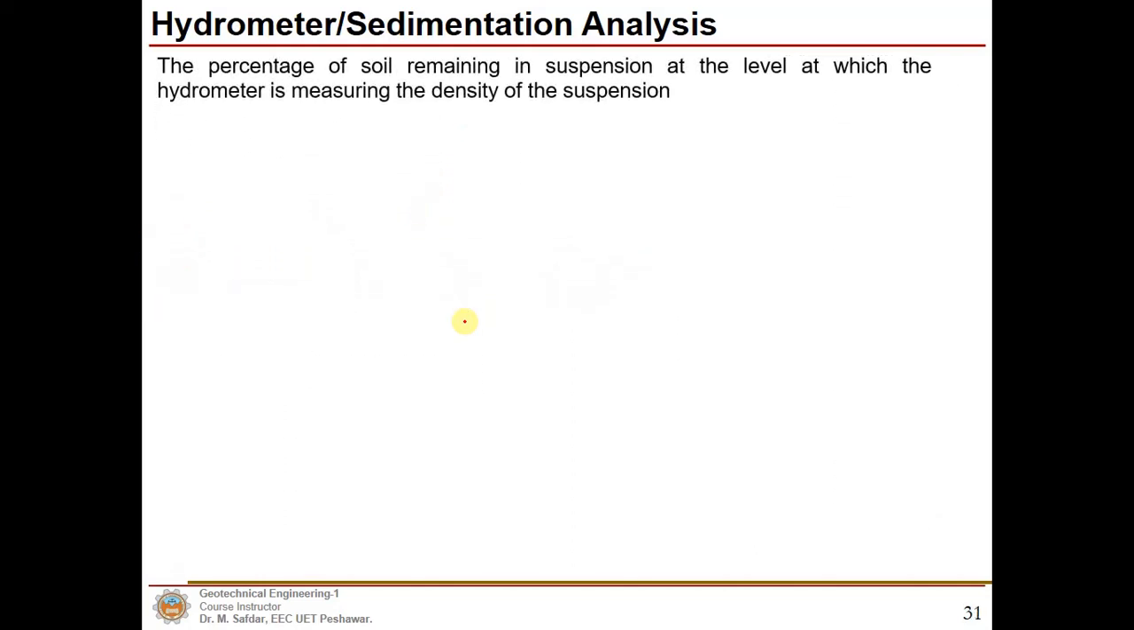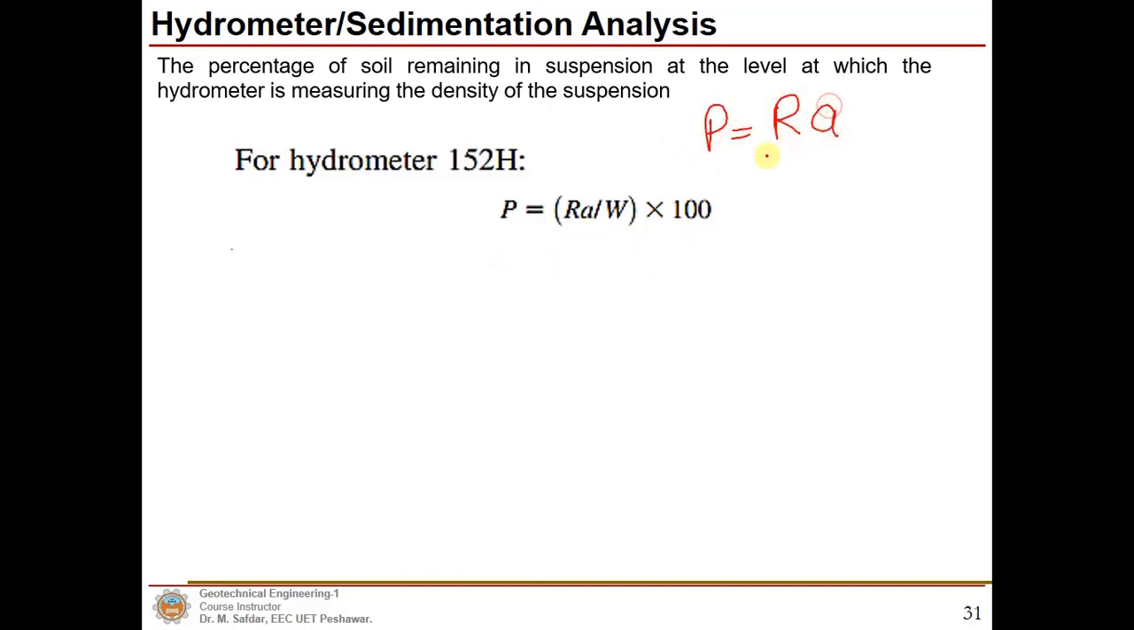Now, the percent of soil remaining in suspension at the level at which the hydrometer is measuring the density of the suspension, or the percent finer, we can easily find out using this equation, where P is equal to RA divided by W, and that weight of soil, which is 50 gram, we took. R is the reading and A is the correction factor for specific gravity.